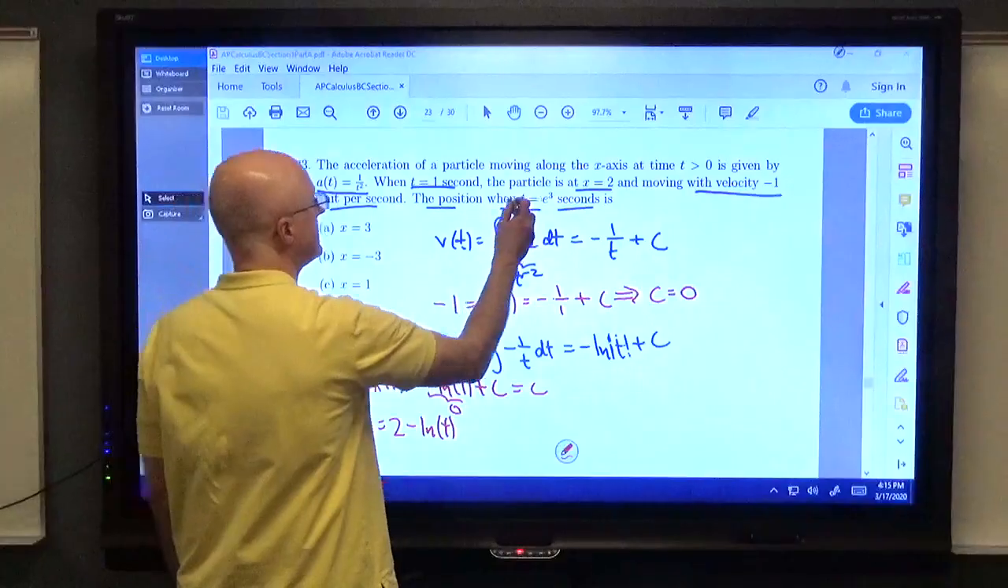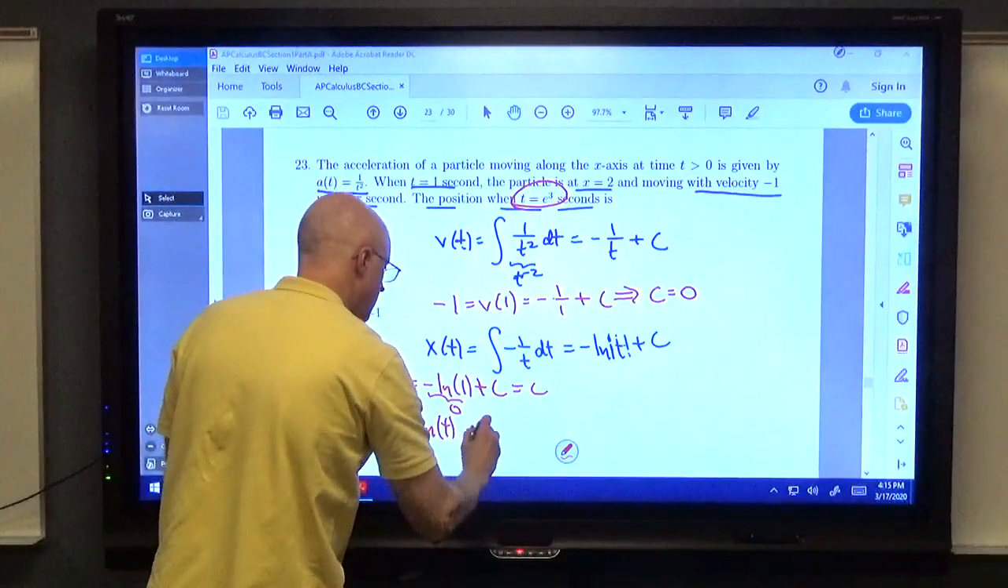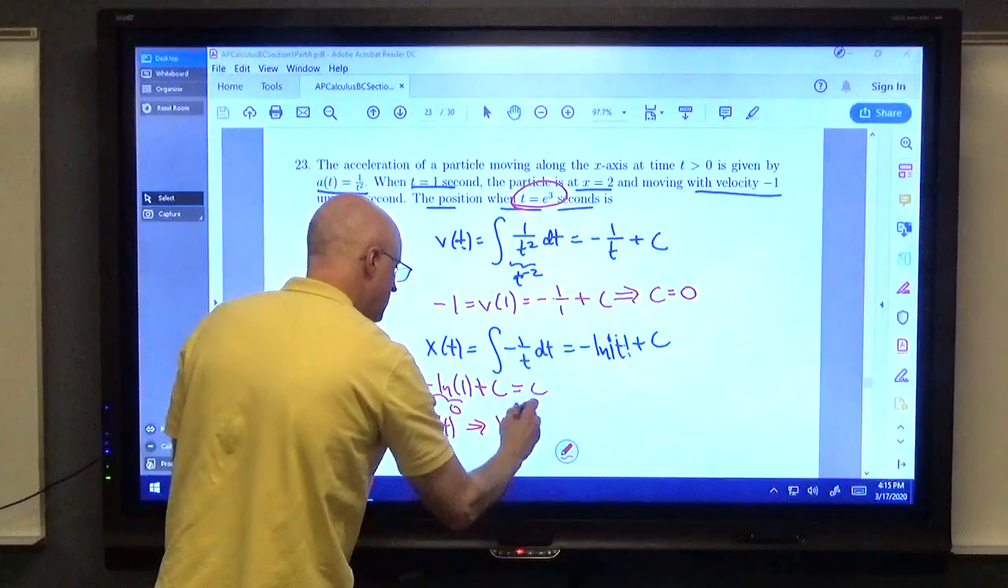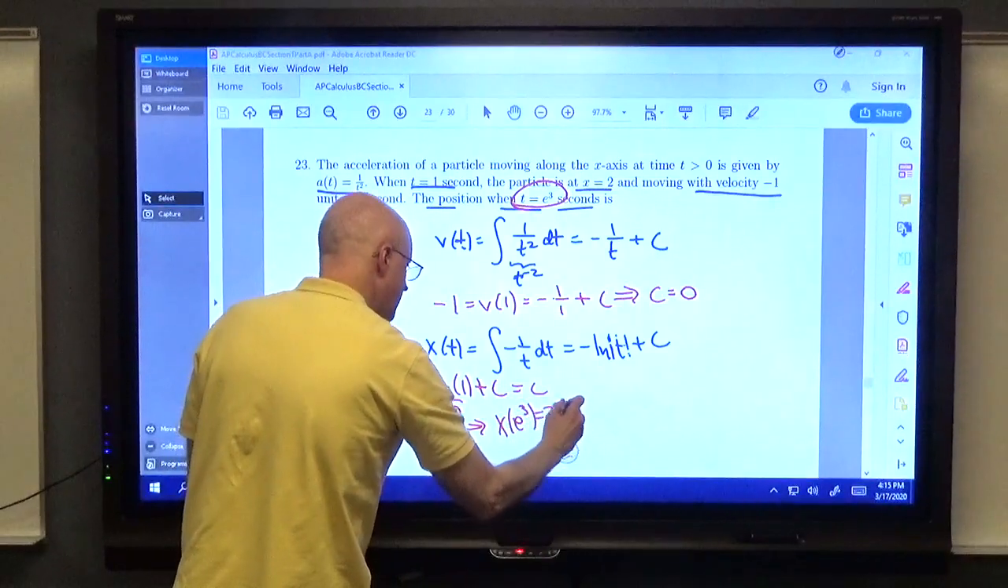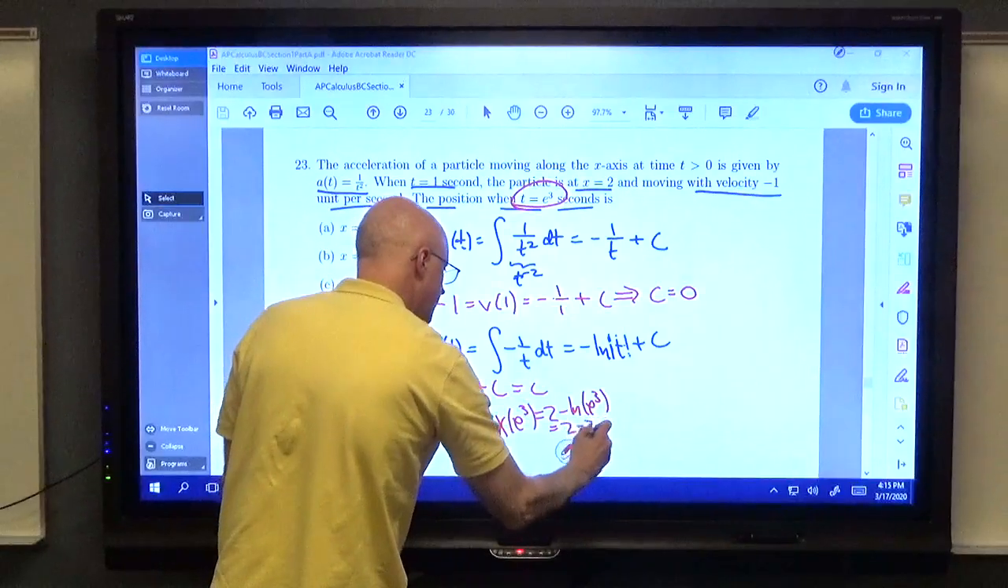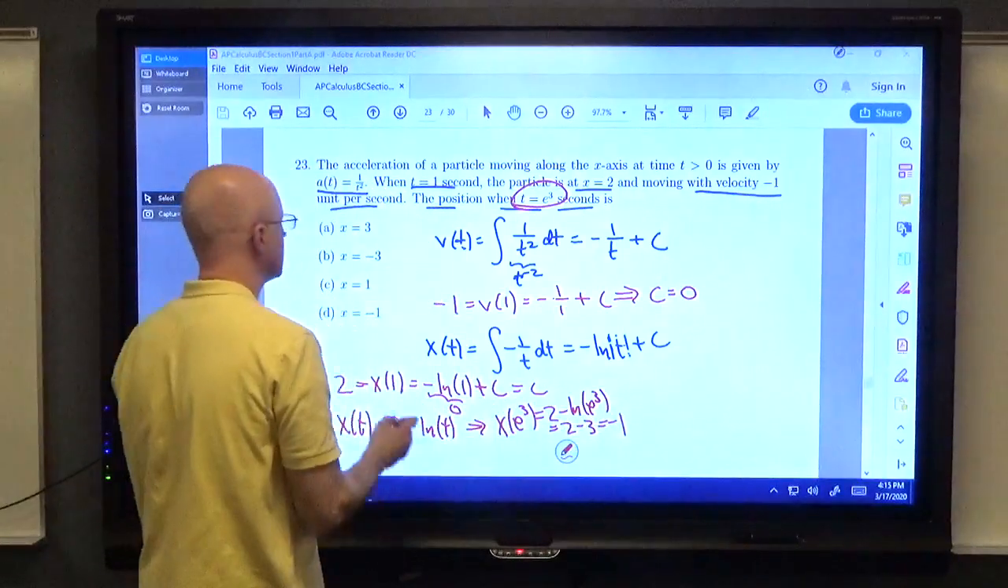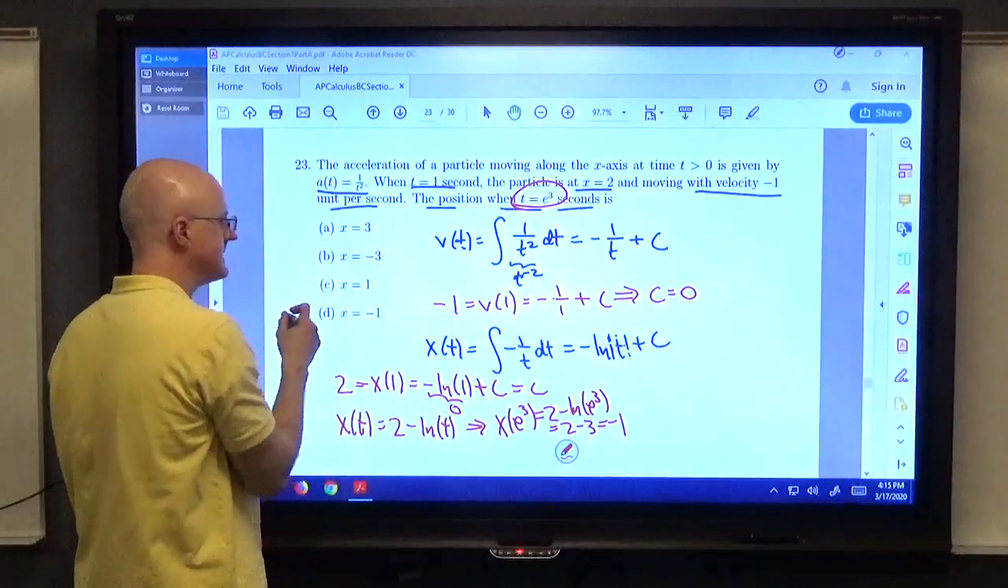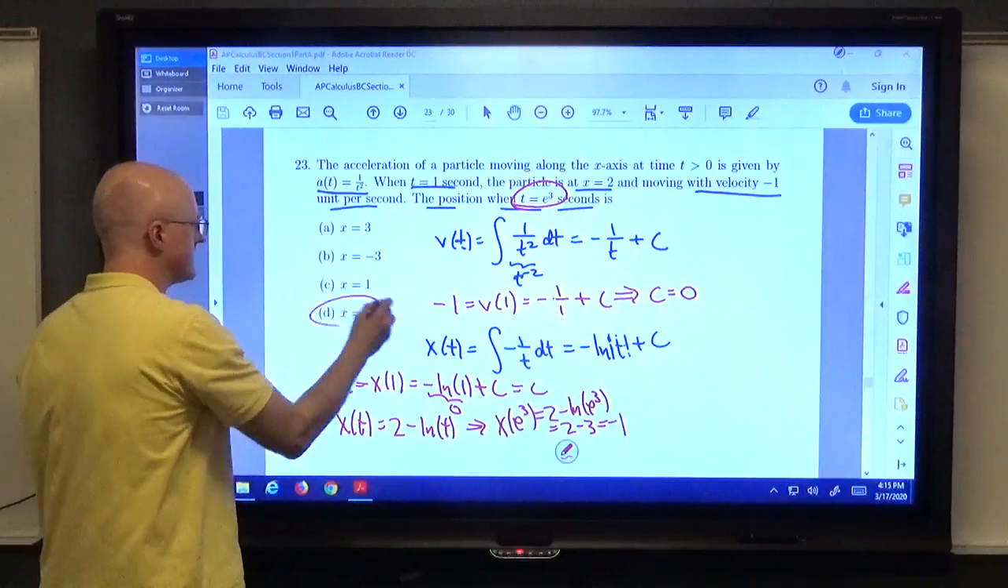So now when t is e cubed, x of e cubed gives me 2 minus natural log of e cubed. 2 minus 3 is -1, because natural log of e cubed is 3. So -1 is the answer choice D.